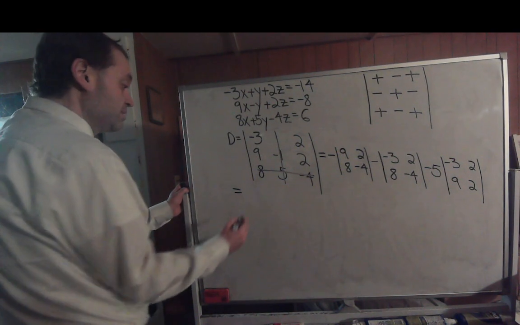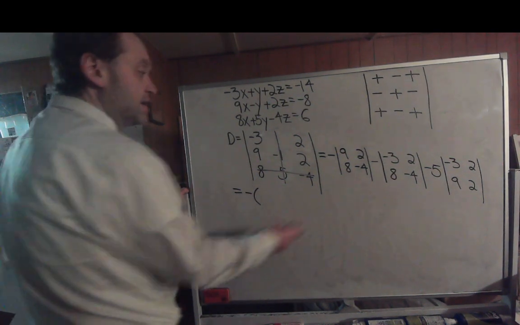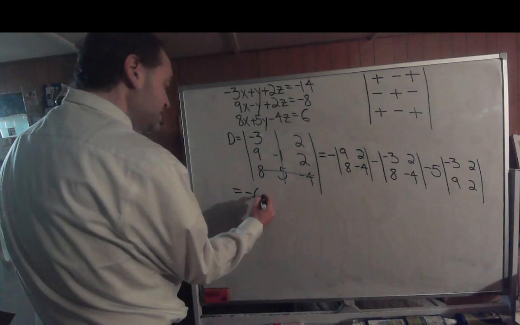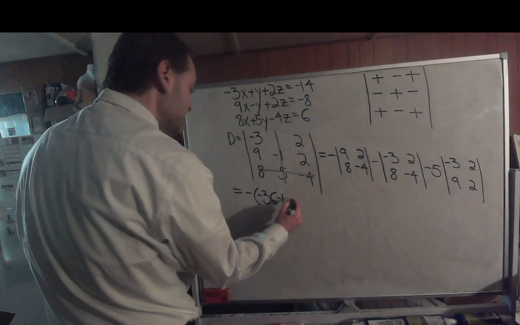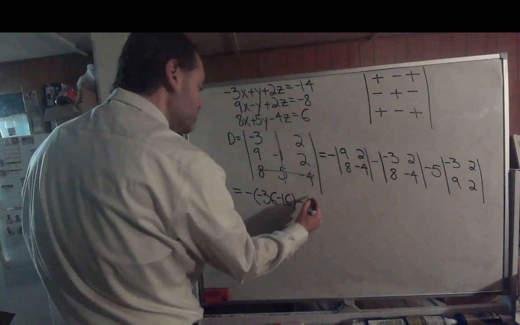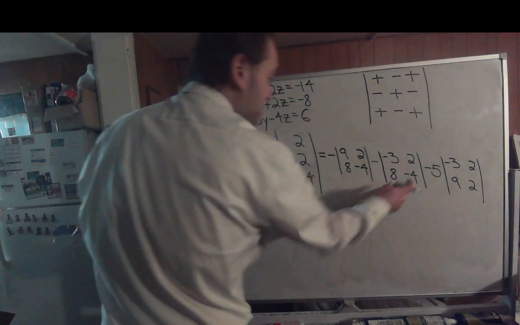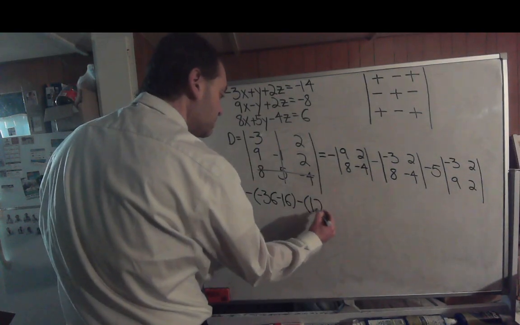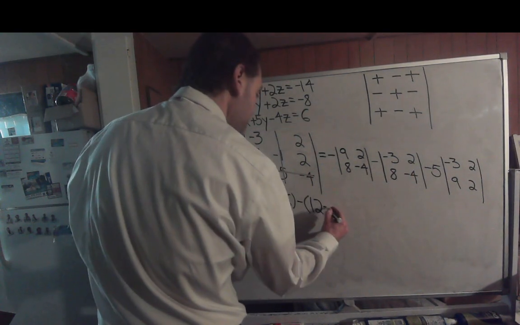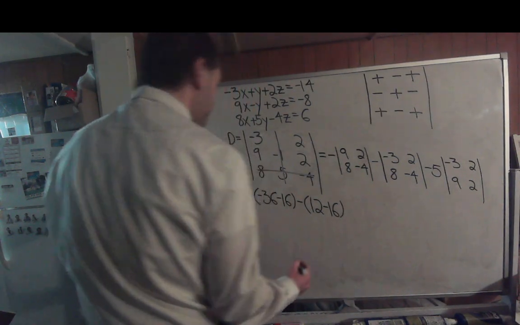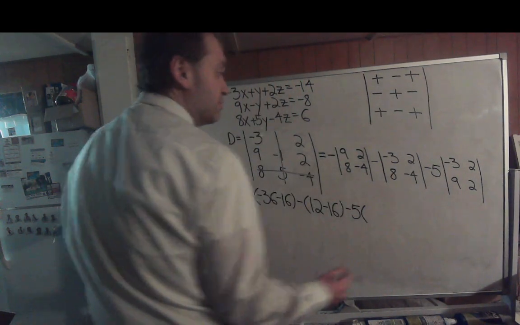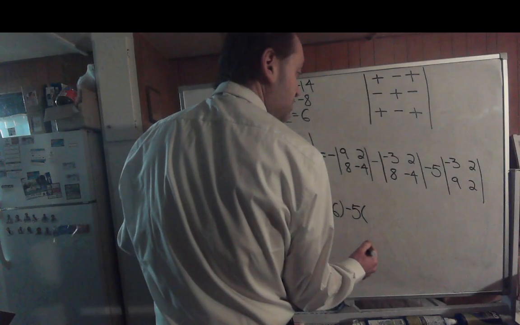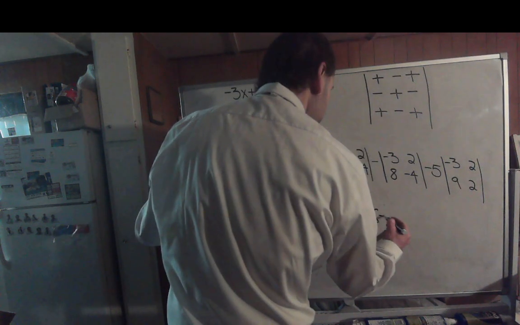Let's evaluate them. So negative of your first determinant, 9 times -4 is -36, minus 2 times 8, that's -16, minus your next determinant, -3 times -4 is +12, minus 2 times 8, that'd be -16. And then you're going to have -5 times the final determinant of -3 times 2 would be -6, minus 2 times 9, that'd be minus 18.